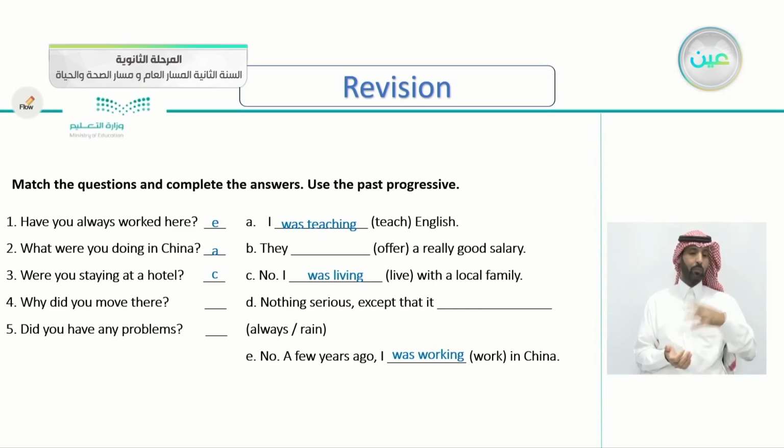4. Why did you move there? Very good. It's B. They offer a really good salary. So they offered him lots and lots of money, salary. So the verb offer here, very good. They were offering, were because the plural they, they were offering a really good salary.